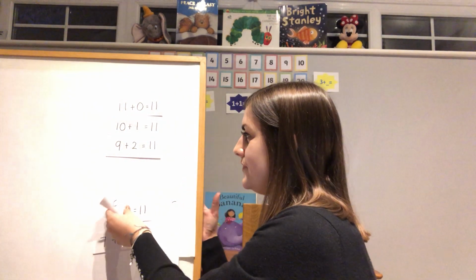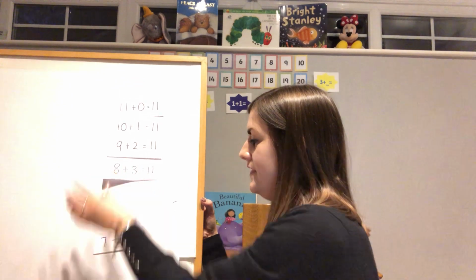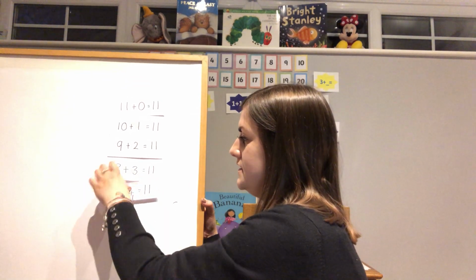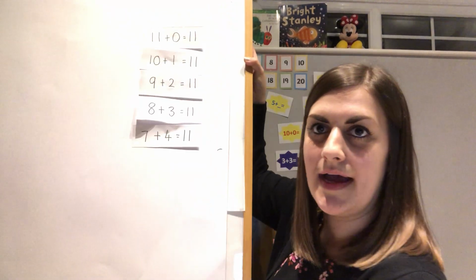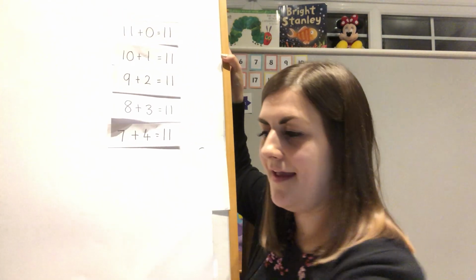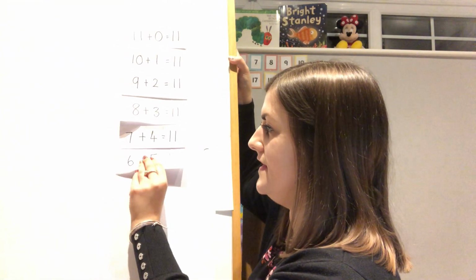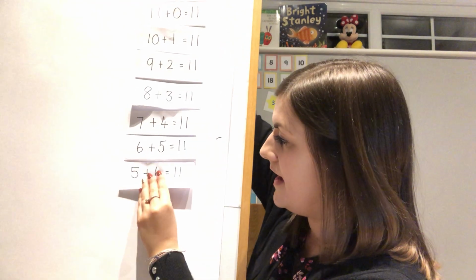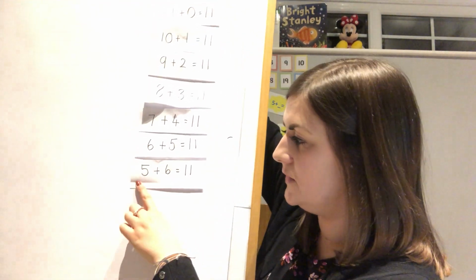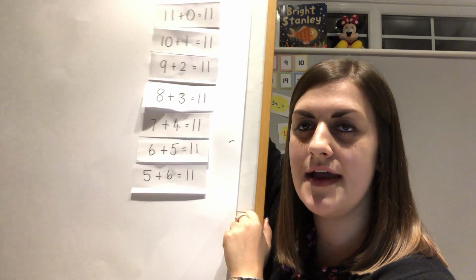Fantastic. So, we've now got lots of numbers on here. So what's the next one that you could have? Excellent, so you could have 6 and 5. And this time you've taken another object away and moved it to this side, so you've got 5 and 6.